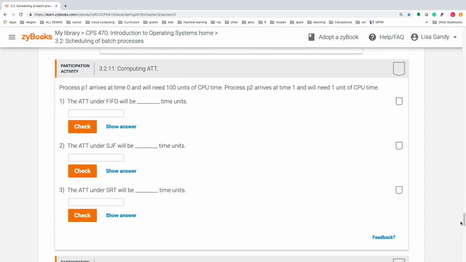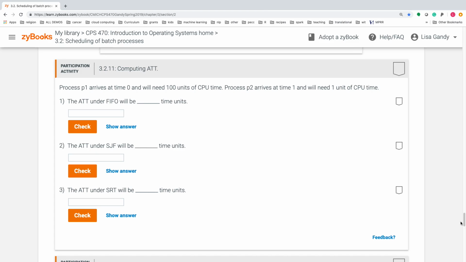Okay, so let's do these activities really quick. Let me draw here. Okay. So we have process 1 arrives at time 0 and needs 100 CPU units. So we're going to say 100. And then process 2 arrives at time 1. So we'll just do that. 0, 100. So we wrote that up here.